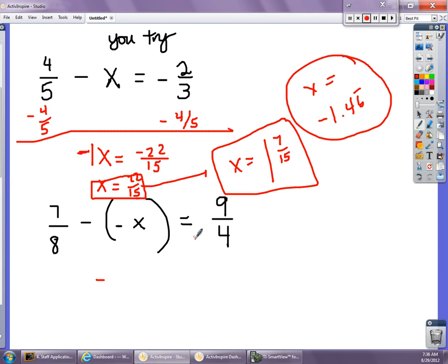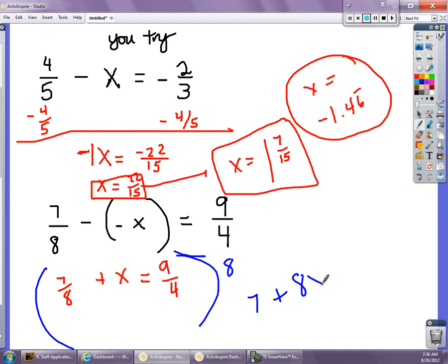Alright, now we got this one. We're going to try to get rid of the decimals. Before I do, though, I notice minus a negative. So I'm going to do 7/8 plus a positive x equals 9/4. So here, to get rid of the fractions, this is another one. You have an 8 and a 4. So we're going to multiply everything by a multiple of 8 and 4, which is 8. And when you do that, you end up getting a new equation. You get 7 plus 8x equals 9/4 times 8.